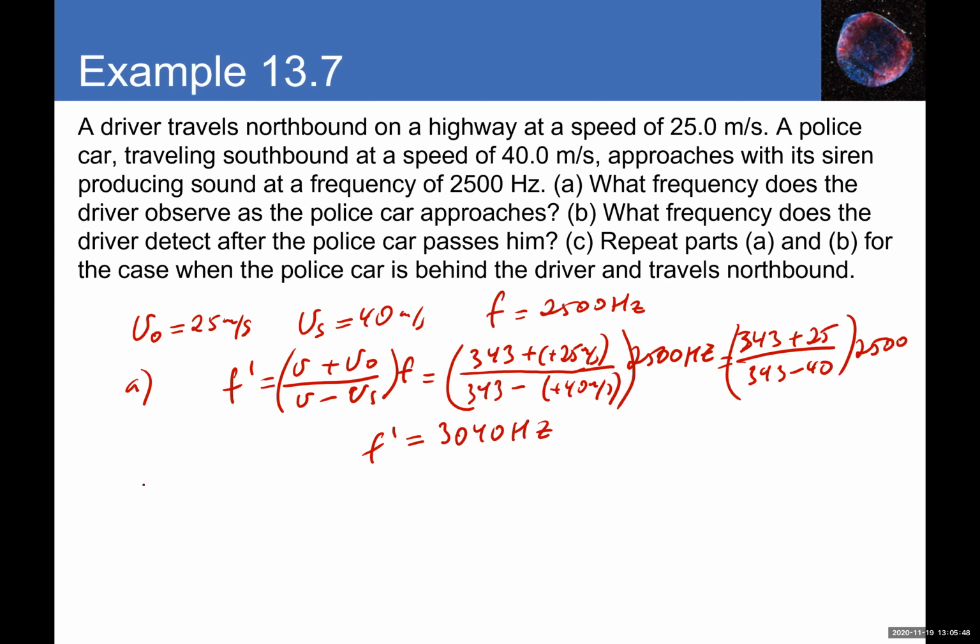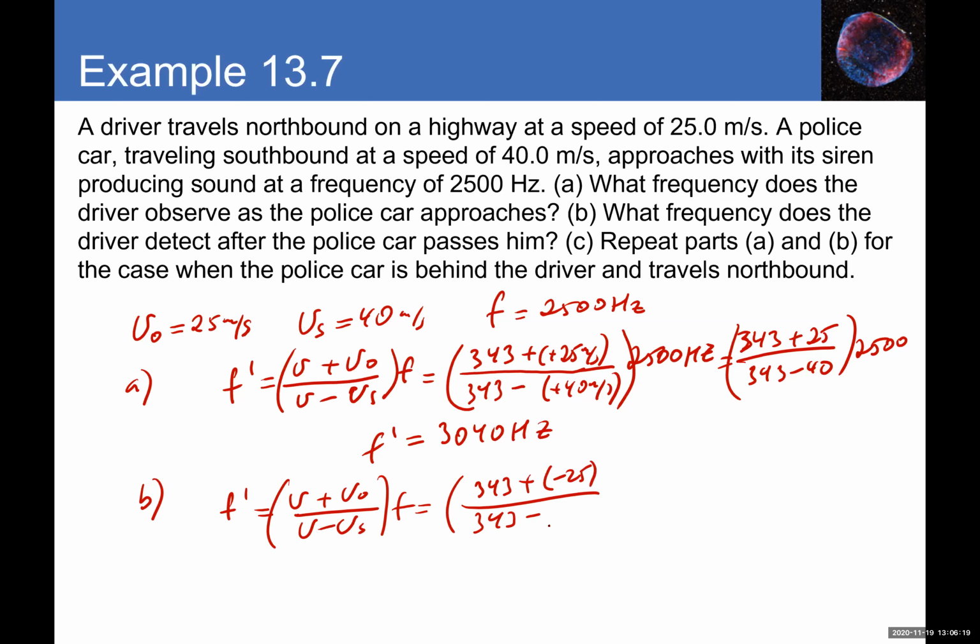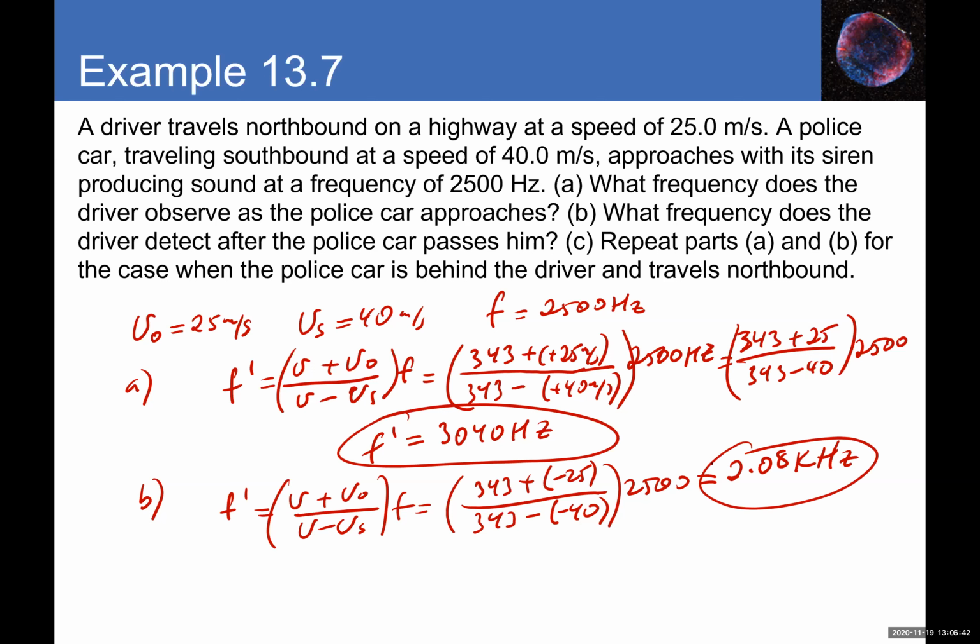This is for part A. Let's look at part B. It says, what frequency does the driver detect after the police car passes him? In that case, F prime equals, again, (V plus VO) over (V minus VS) times F. So again there's 343 plus and 343 minus, but in this case the observer is moving away from the source, so negative 25, and the police car is also moving away from the observer, so negative 40. Then this is 2500, and what we get here is 2.08 kilohertz. That is less than the original frequency. For part A, we see more than the actual frequency; here we see less than the actual frequency.